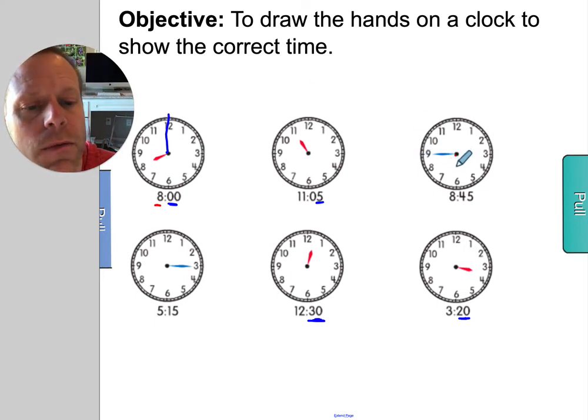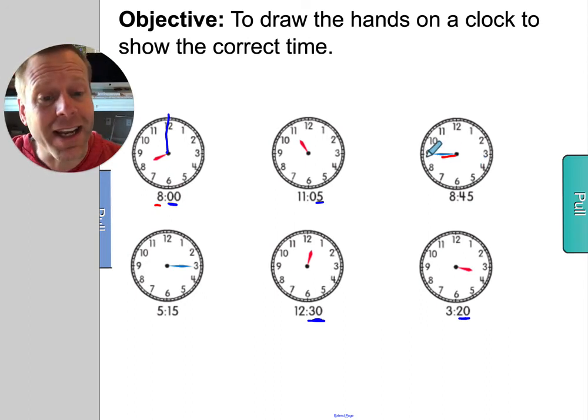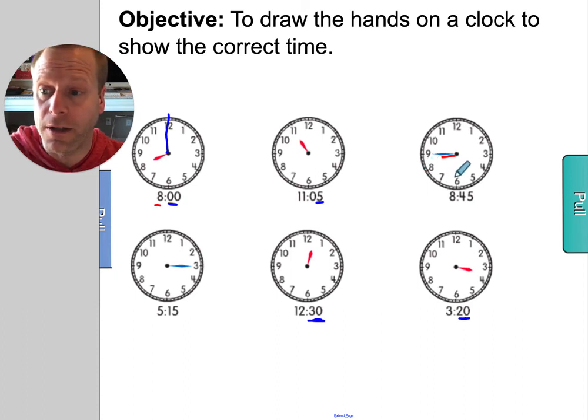So believe it or not, when you're looking at 8:45 on the clock, you're going to look at a clock that's getting close to 9 o'clock. It's only a few minutes away from 9. So it's getting closer and closer to that 9 o'clock number on the clock face. So that's a tricky one there.